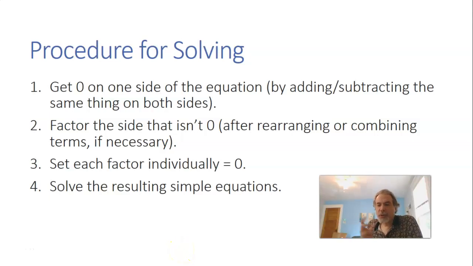Okay, so we're going to work through some more examples of solving quadratic equations by factoring by using this procedure. Get a 0 on one side of the equation if it isn't already, factor the side that isn't 0, set each factor individually to 0 in its own separate equation, and then solve those equations to get what x, or whatever your variable, is. Now, as I work through these examples, see if you can anticipate where I'm going.